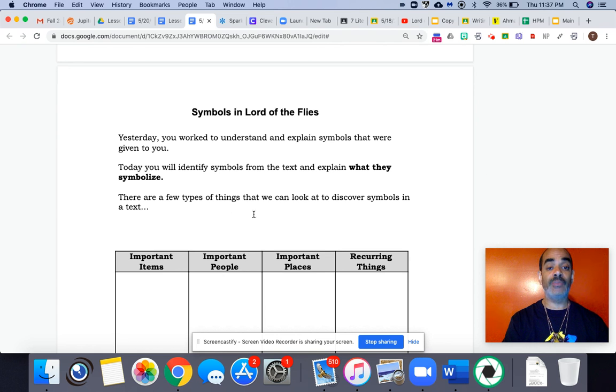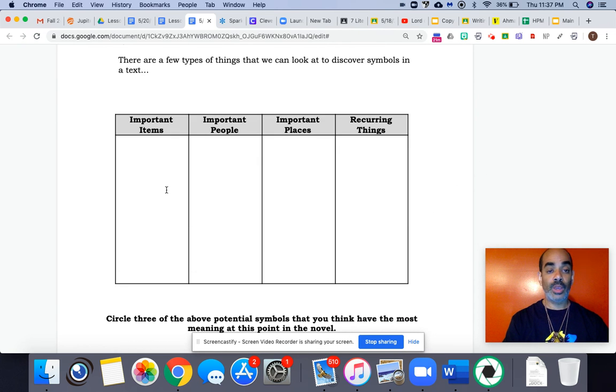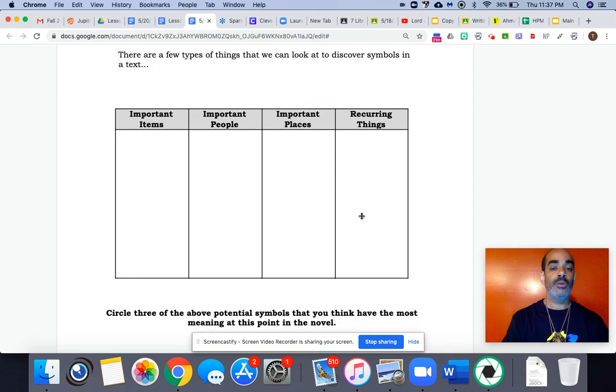There are a few types of things that we can look at to discover symbols in a text. So here are the boxes: important items, important people, important places, important things. Person, place, or thing, nouns, places, items. You've heard these terms before. What are the important things that stuck out to you? You're going to list them in the box, as many as you can. Be creative. Go back and look through those pages. Any important symbols that you can find in these categories, put them in.